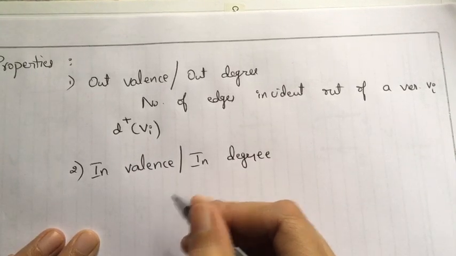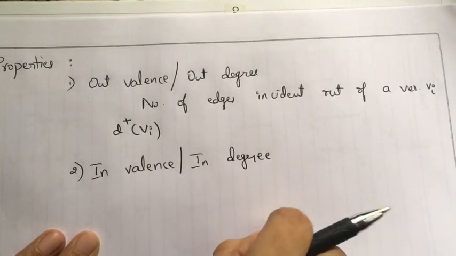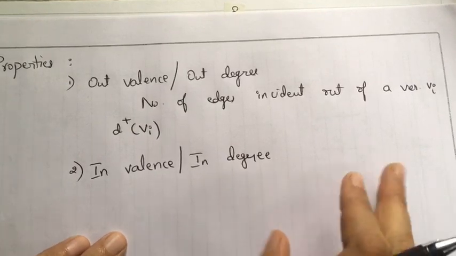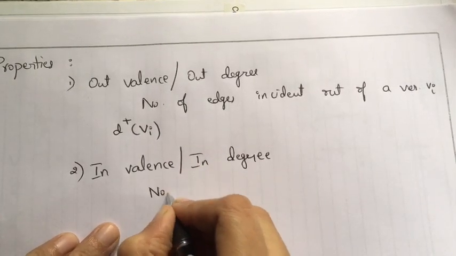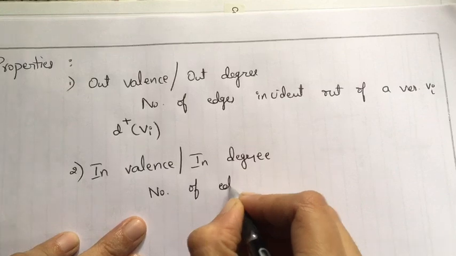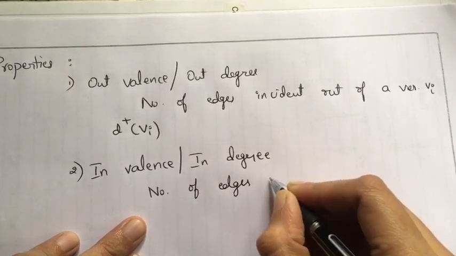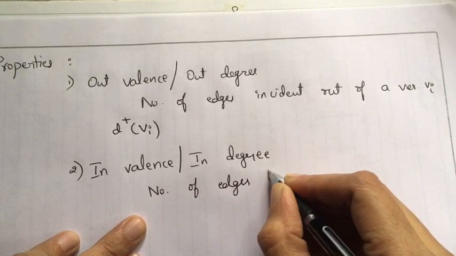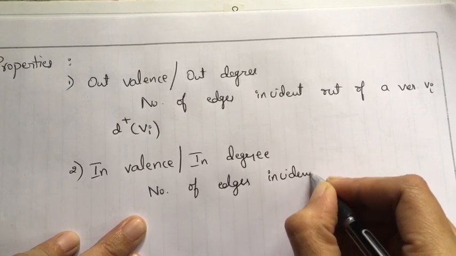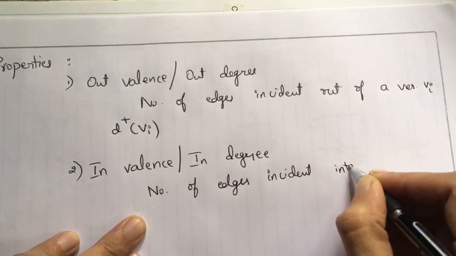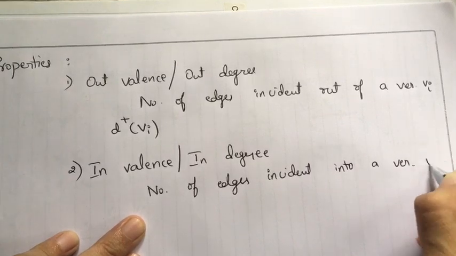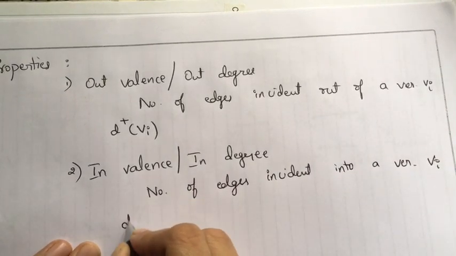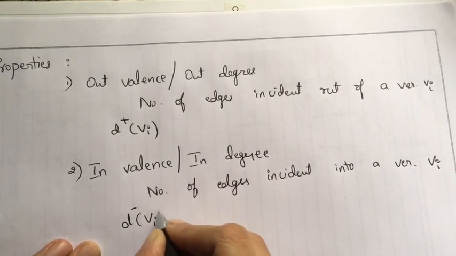This is the number of edges incident into a vertex Vi. It is called in degree and it is denoted by d minus of Vi.